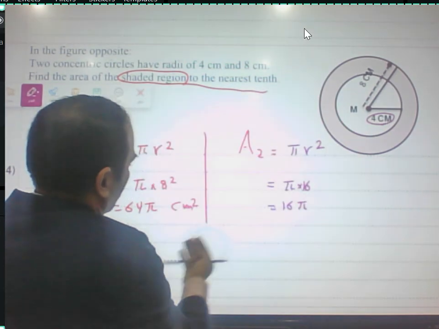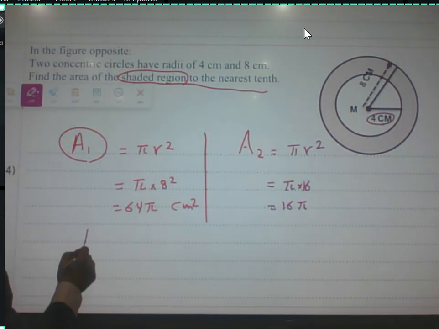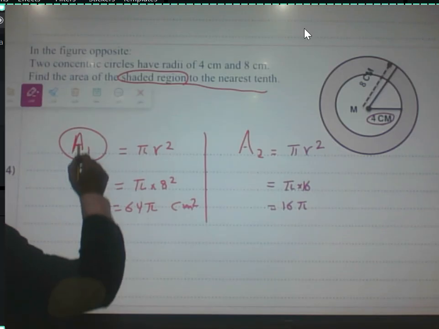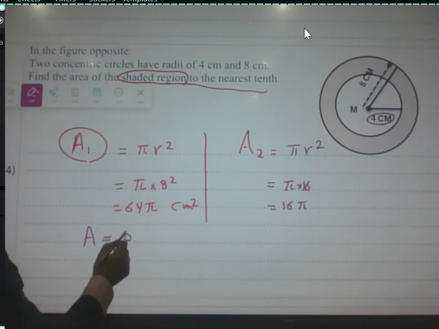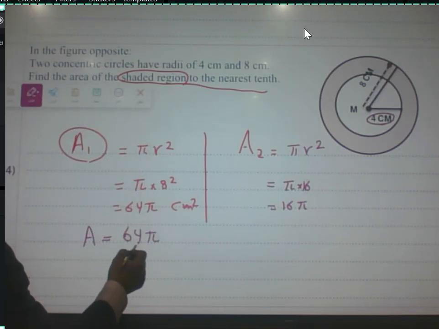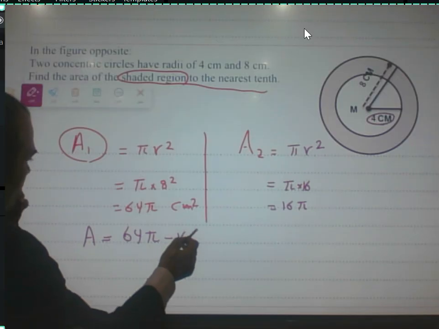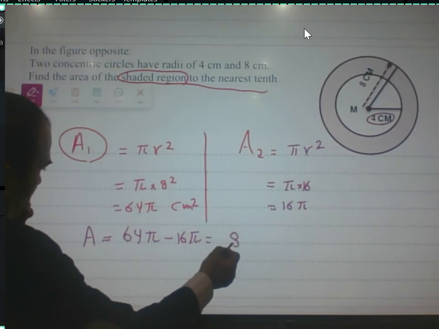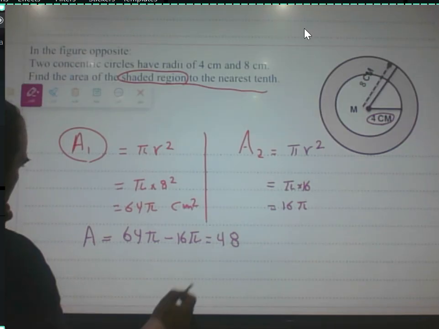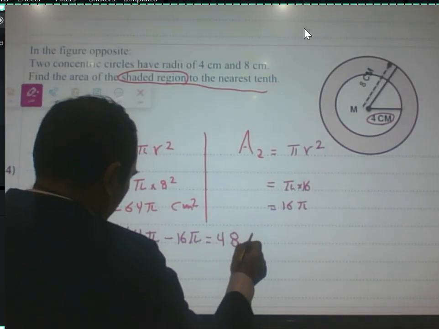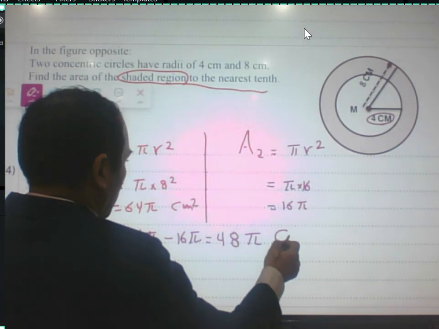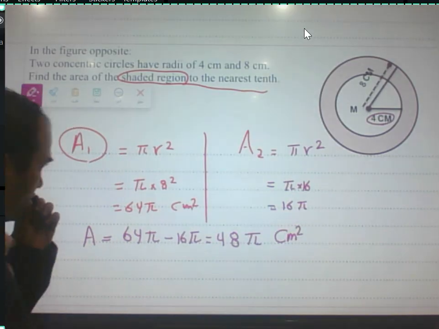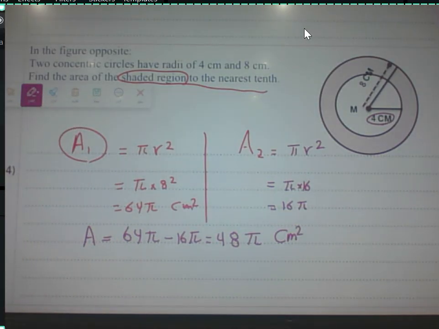For the area of the shaded part, we look at the difference between two areas. 64 pi subtract 16 pi. 64 minus 16: 14 minus 6 equals 8, and 5 minus 1 equals 4. The result will be 48 pi square centimeters. Okay, understood.